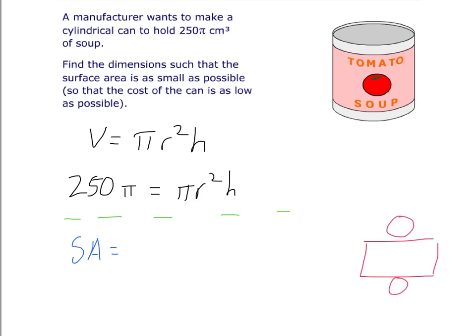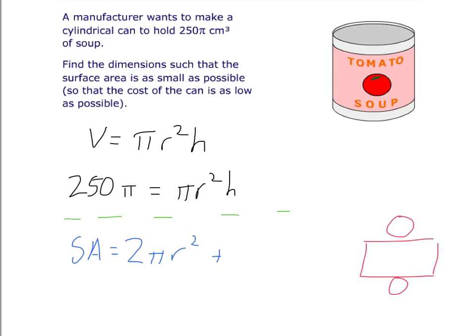So we've got two circles. Now remember, we're dealing in radius here, so the area of each of these two circles is going to be pi r squared, and we've got two of them, so it's going to be 2 pi r squared. Now the more difficult part is the area of the rectangular section here.